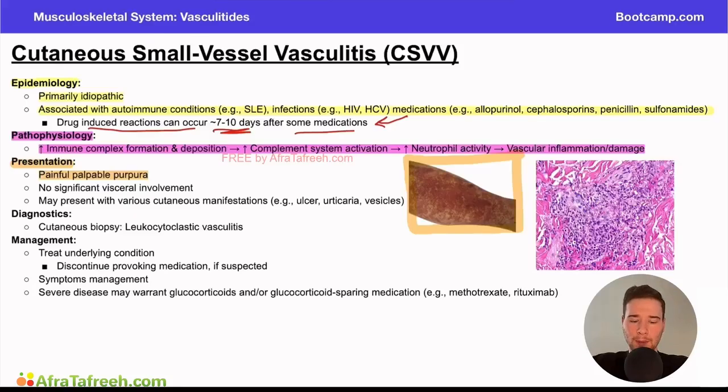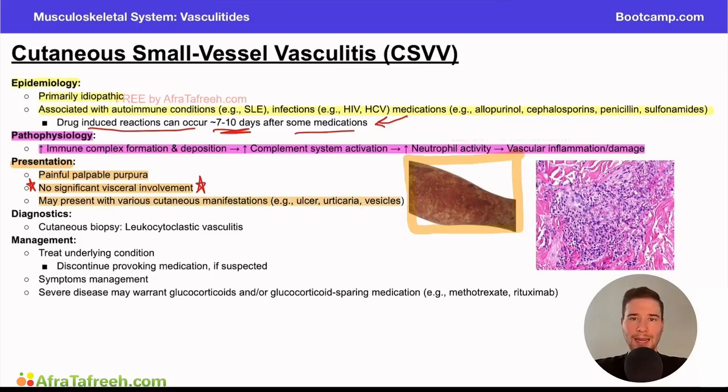And again, it's important to keep in mind that in this pathology, there's no significant visceral involvement. There's no significant involvement of other organs. This is primarily a skin finding that can present in a variety of different ways, including the purpura we talked about, but it can also present with ulcers, urticaria, and vesicles as well.